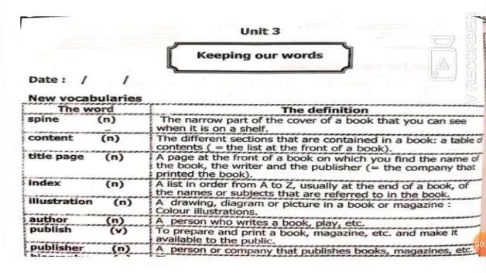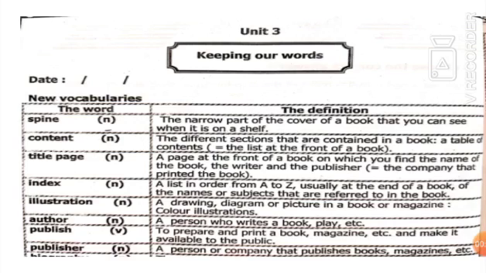Spine means the narrow part of the cover of a book that you can see when it is on a shelf. Number 2, the word content. Content is a noun, means the different sections that are contained in a book, or the list at the front of a book. If you look at your student's book, you will find the content at the beginning of your book. Title page, it's a page at the front of a book on which you find the name of the book, the writer, and the publisher or the company that printed the book.